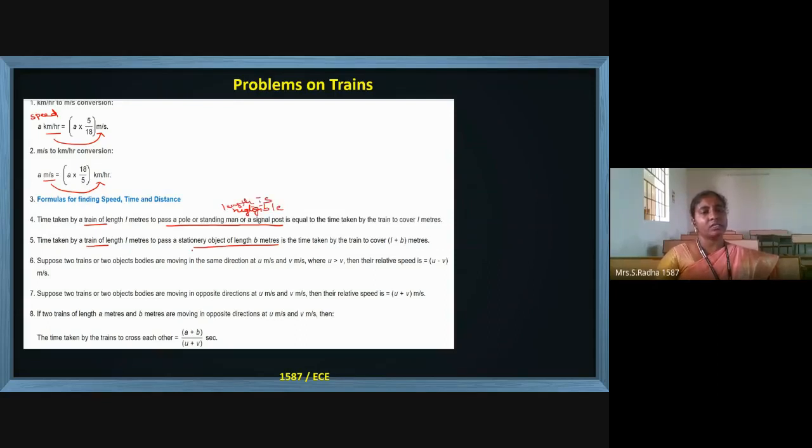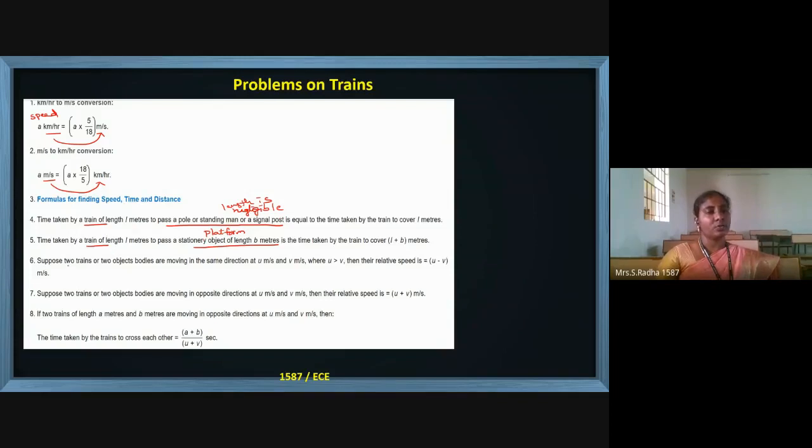A train is crossing a stationary object or a platform. Okay, railway platform. There will be some considerable length of the platform, comparable to the train. Length of the platform is considerable, but length of the standing man or signal post is very negligible. This is the second case.